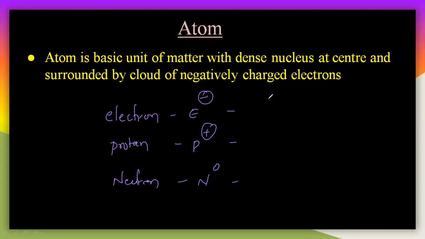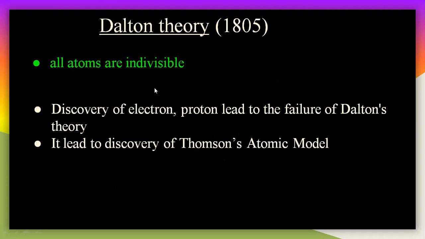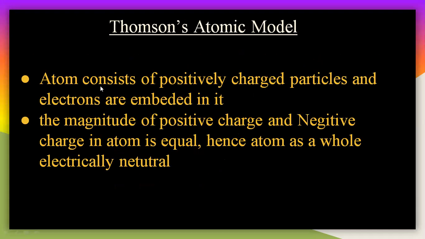The electrons revolve around the nucleus, and the protons are present inside the nucleus, and the neutrons are also present inside the nucleus. So this is the general atomic structure, the basic atomic structure unit. Let us understand the continuation of this. Let us start with the theory. First, actually, Dalton.